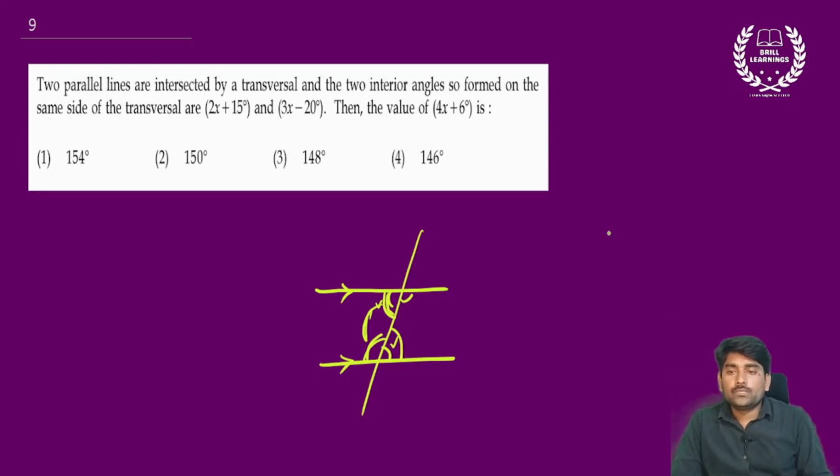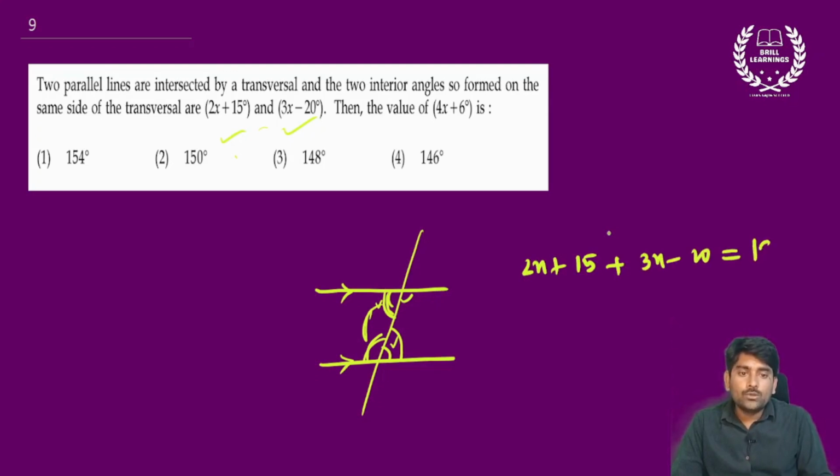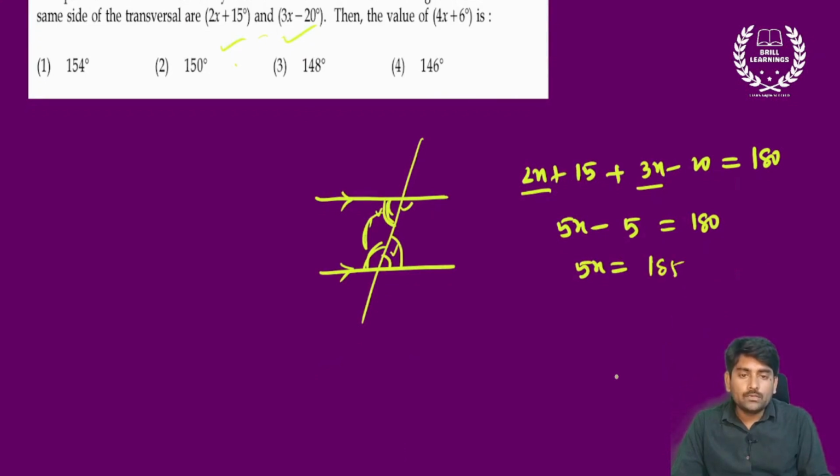First add up these two values, same side they have given, right? So I have to add these two values and equate to 180. 2x plus 15 plus 3x minus 20 is equal to 180. So 2x plus 3x, 5x minus 5 equal to 180. 5x equal to 185, x equal to 185 by 5. 5 ones are 5, 5 threes are 15, 5 sevens are 35, so 37 degrees.